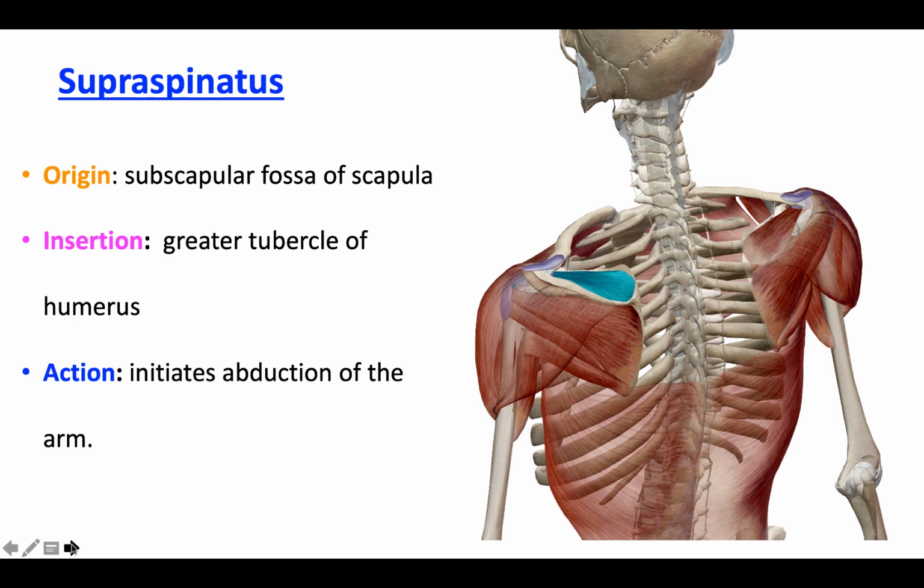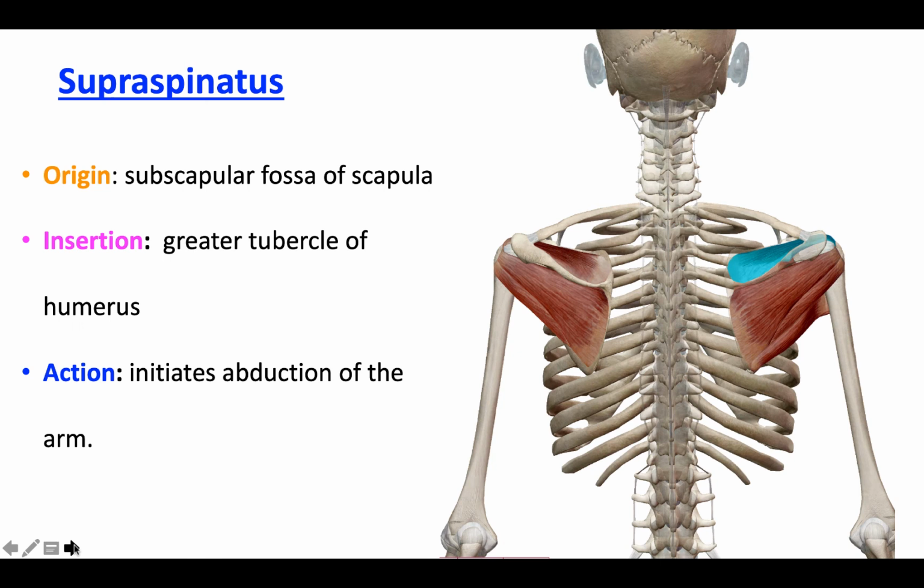Okay, supraspinatus. This is a great picture. Think of supra, meaning above, spine. We're talking about the spine of the scapula, right? And so it's laying right here in blue, and then on this side you can see it over here. Okay, so the origin is the subscapular fossa of the scapula, and then it inserts at the greater tubercle of the humerus. Its job is to initiate abduction of the arm.